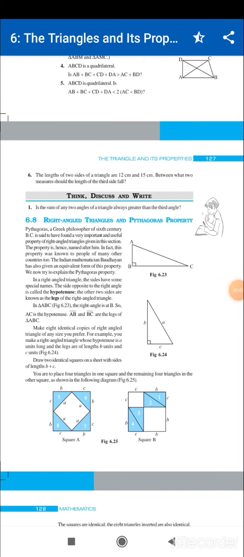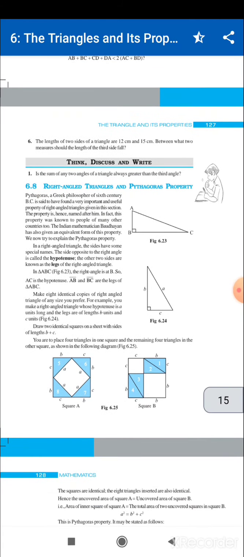Hello everyone. In this video we will discuss right angle triangle and Pythagoras property. After that we will discuss the last exercise of this chapter, exercise 6.5. So let's start our video with right angle triangle.